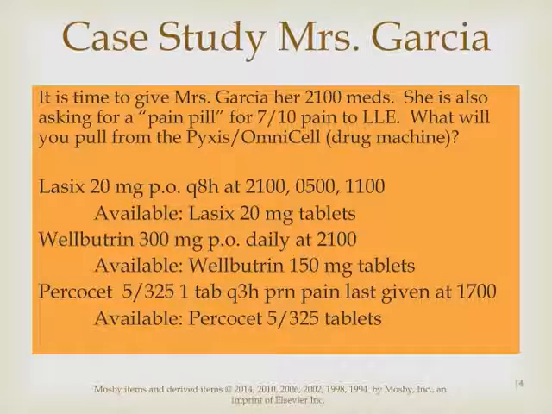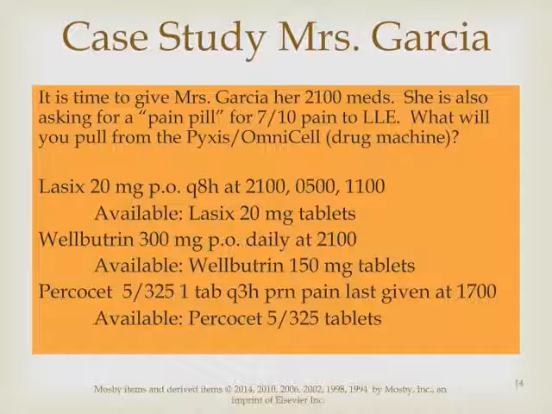It's time for us to go to the drug machine. We call it a Pyxis or an Omnicell, to take the medications out for Mrs. Garcia for her 2100 medications or 9 p.m. at night. And she's also asking for a pain pill, and she says that she rates her pain at 7 out of 10 on a 10-point scale. And she's having pain. This abbreviation is left lower extremity. So what will you get for her?